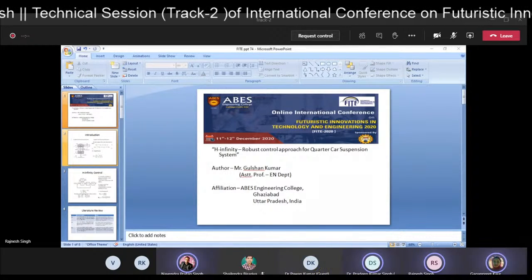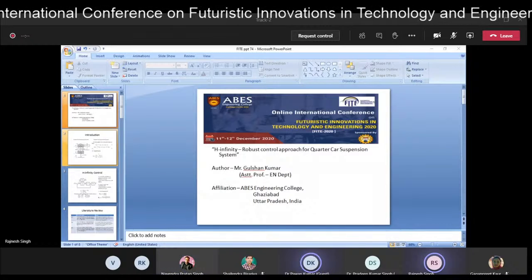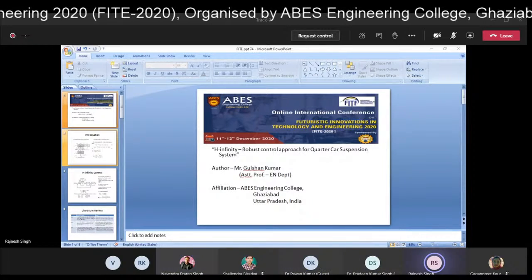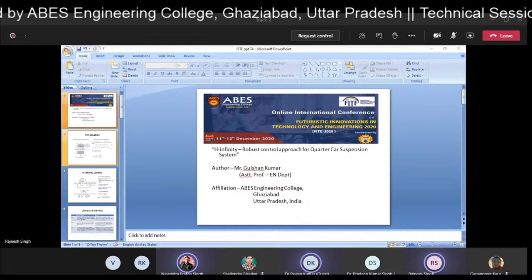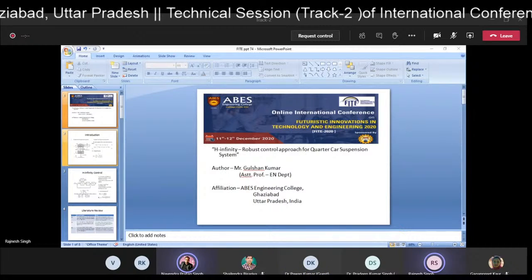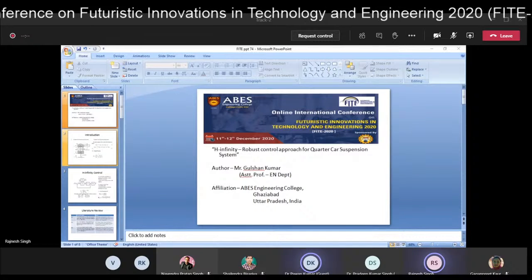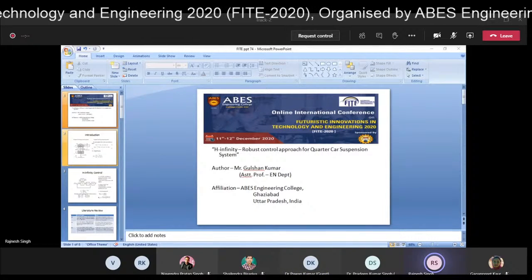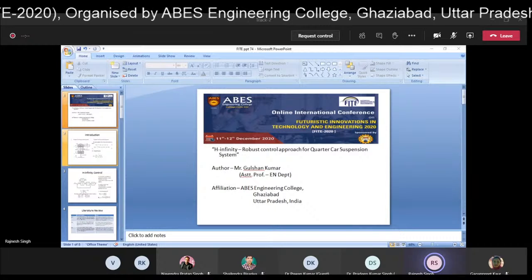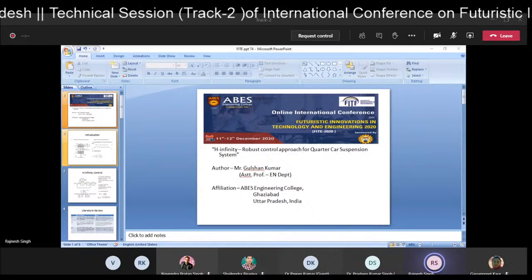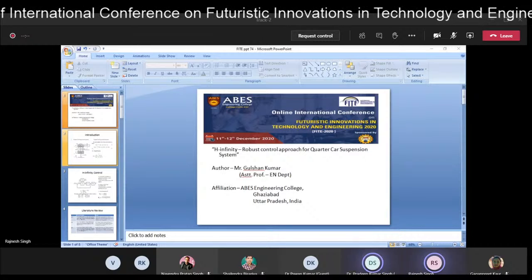Welcome all, and thank you for giving me the opportunity to present my work in this conference. My research topic is H infinity control, which is basically a robust control approach. And the model I have chosen is the quarter car suspension system. Myself, Gulshan Kumar, an assistant professor in the electrical department of ABS Engineering College, Ghaziabad.